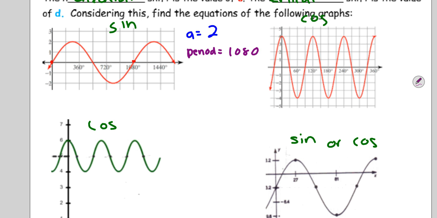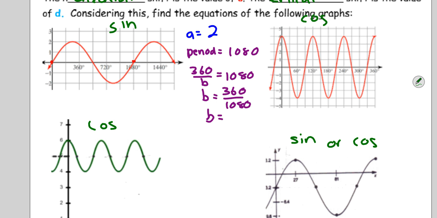Some people by mistake think that 1080 is B. But what is B? Do we use radians or do we use degrees? Degrees. So you can use 360 over B equals the period. So how do we calculate B? 360 over 1080.